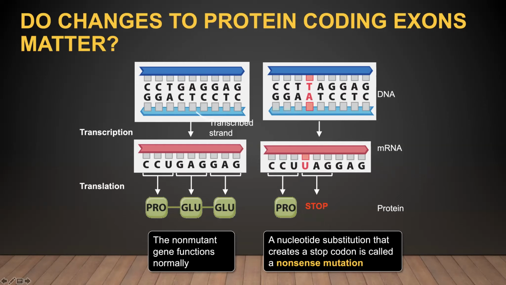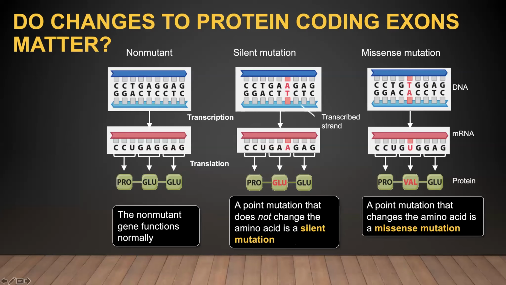So these nonsense mutations cause a lot of havoc in protein function, right? Because we can't actually build our protein. Right, so those are kind of our three types of mutations.